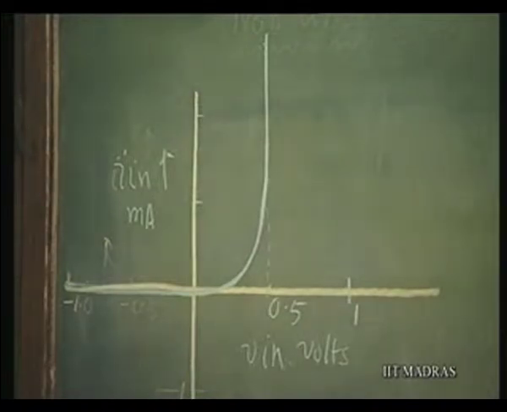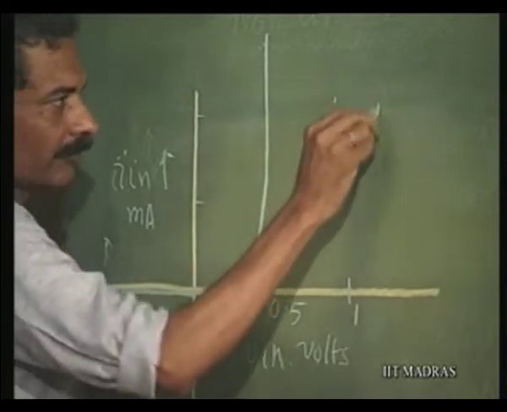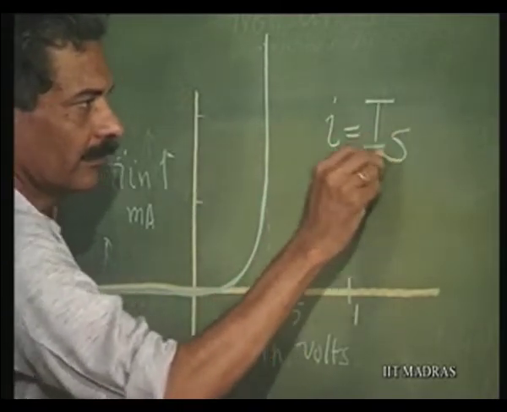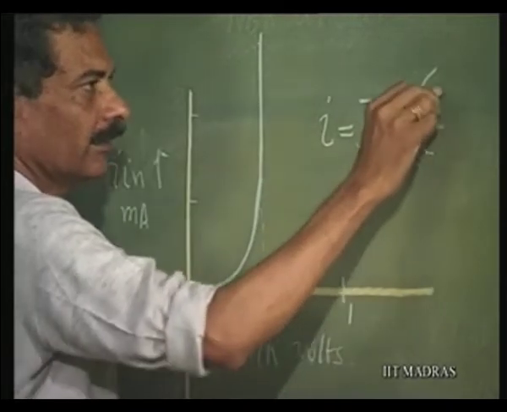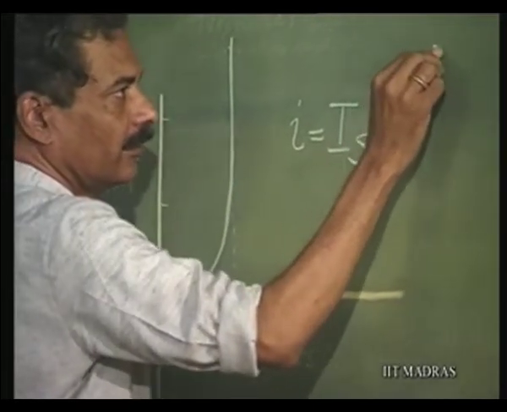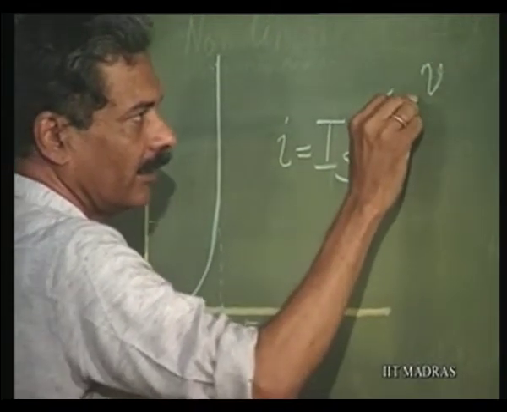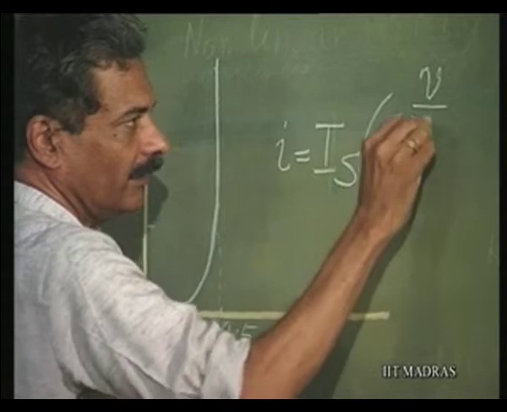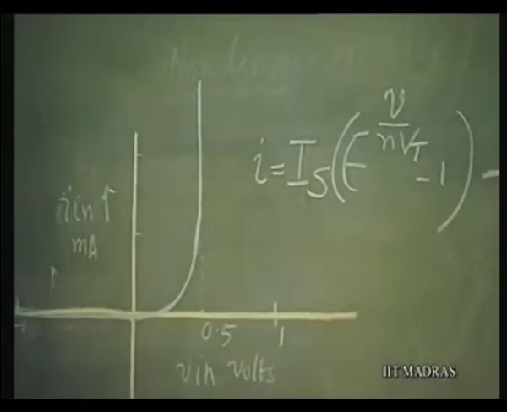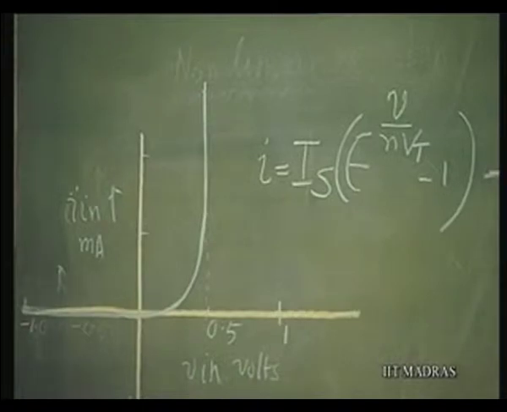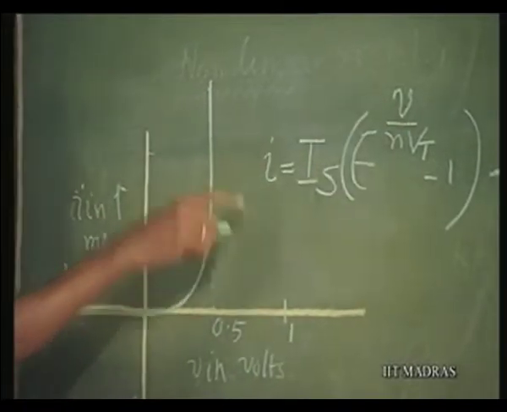So what is this? This is I equal to Is exponent V divided by N Vt, minus 1. This is an exponential characteristic. The current I and voltage V are related in an exponential manner.